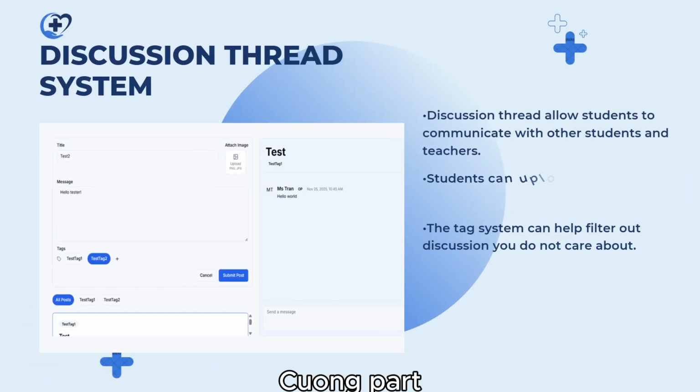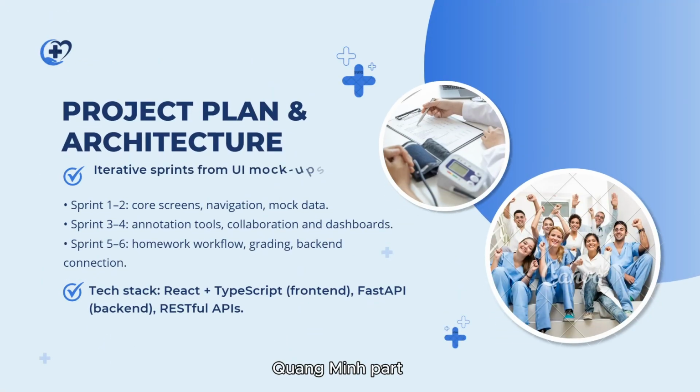And the next part is the discussion thread system that both instructors and students can use. The thread system is a forum-type system that allows students and teachers to post questions and images when they need to discuss something. So they can publish images, use tags to filter the discussions that they want to join, and more. Thank you, Kung, for demonstrating how the system works.